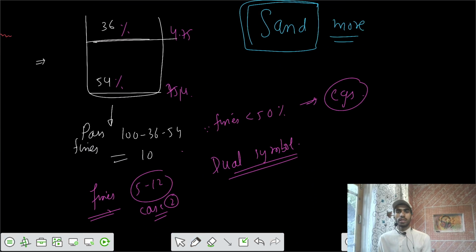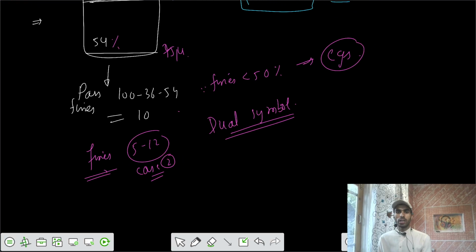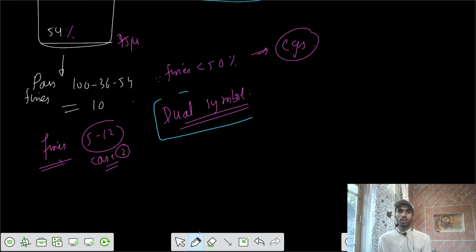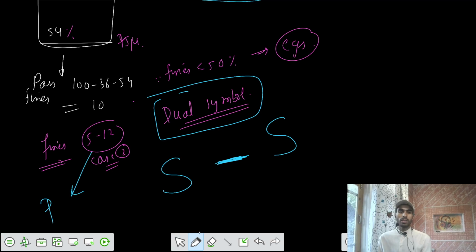So sand is more. That means we got the dual symbol. Dual symbol is there. So that means there is some sand and there's one more, such that I have to have the dual symbol. So I should have the dash also. Now we need to calculate from the plasticity chart what is the nature of the fines. And from the gradation, we need to now check whether this is well graded or poorly graded. And what is the nature of the fines? Is that clay or is that silt? That we need to now check.